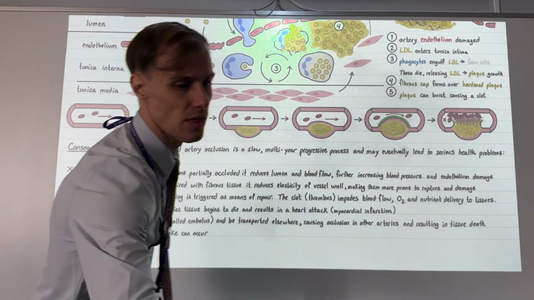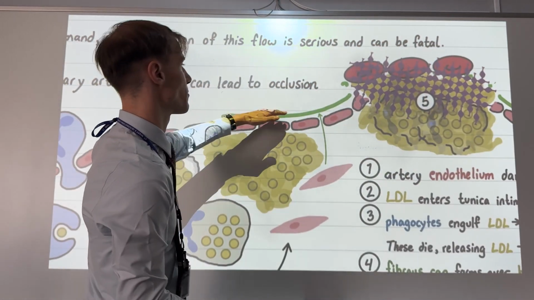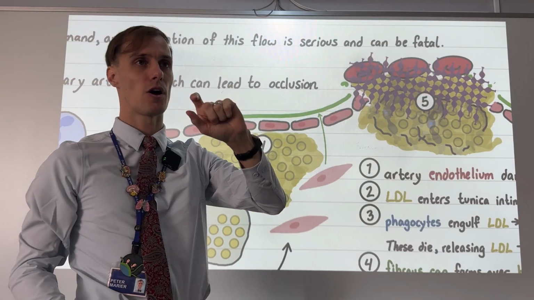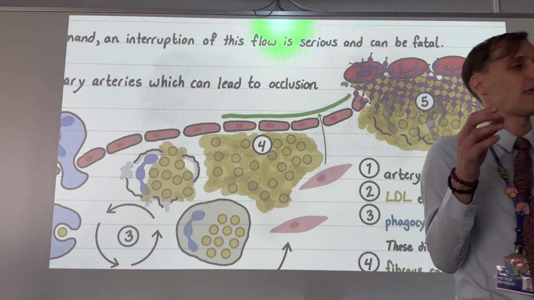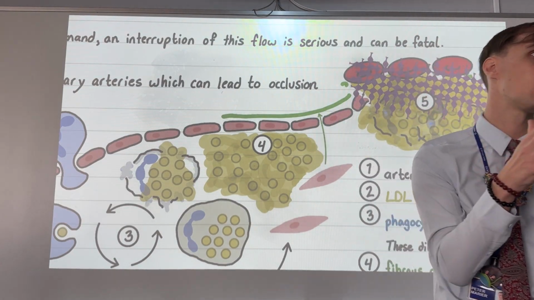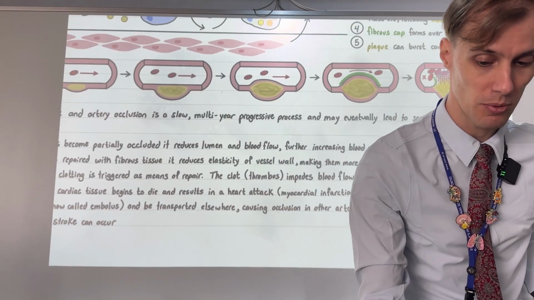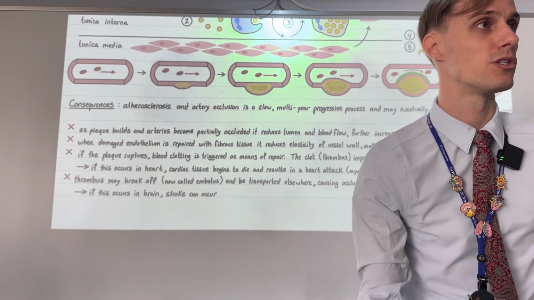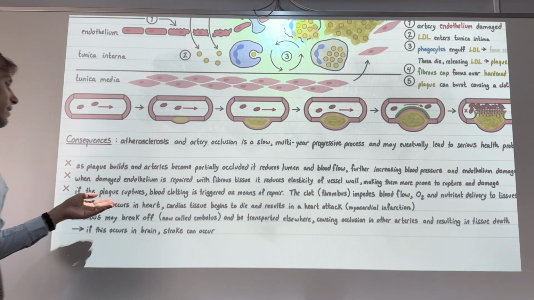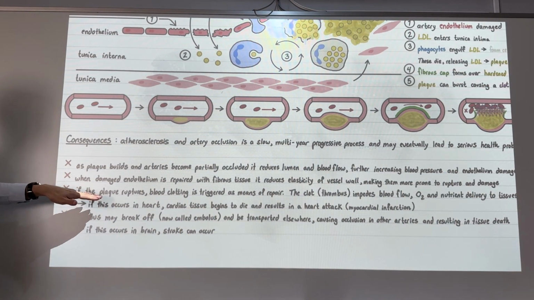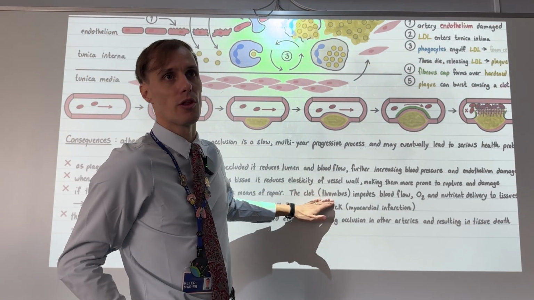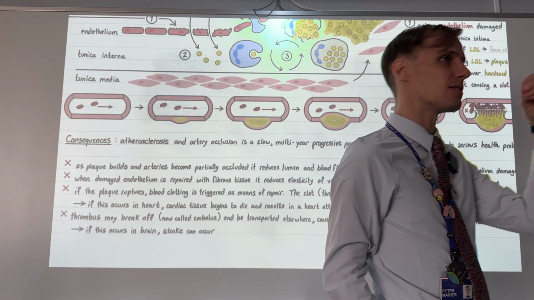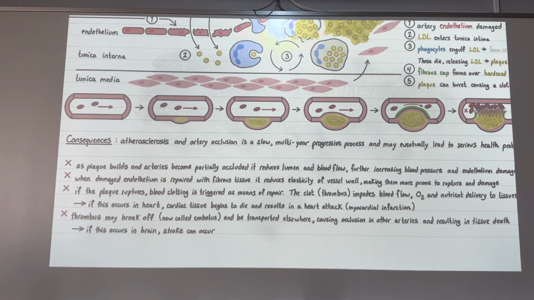Secondly, as this is being repaired with this fibrous tissue, it's hardening your arteries. Again, this makes them more prone to potential bursting. They have less ability to stretch and recoil. This is, again, a fairly big problem. This makes them more prone to damage. Thirdly, if you actually get that plaque rupturing, then the idea is that that clot, called a thrombus, actually impedes blood flow.